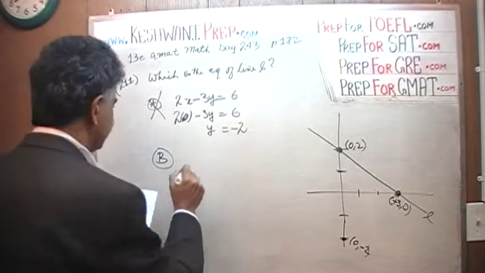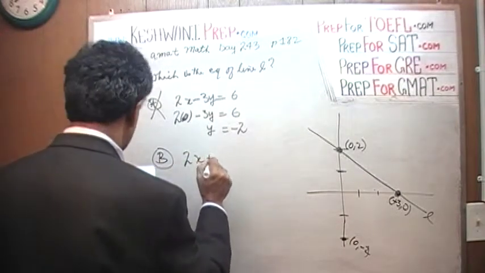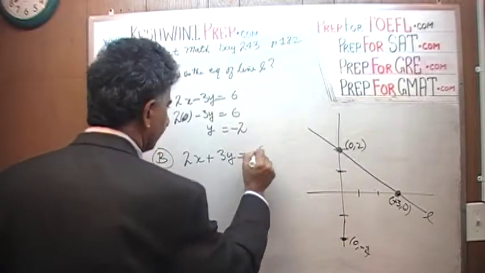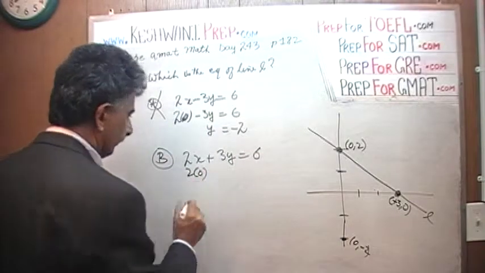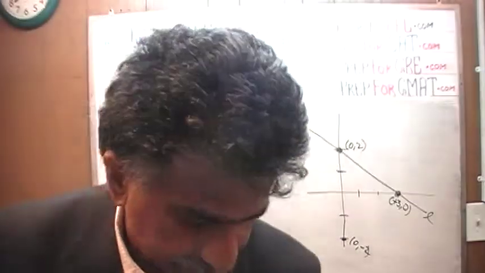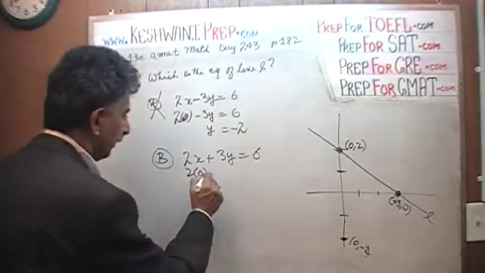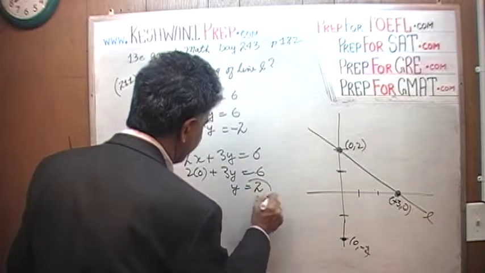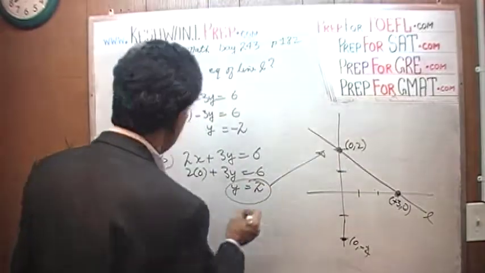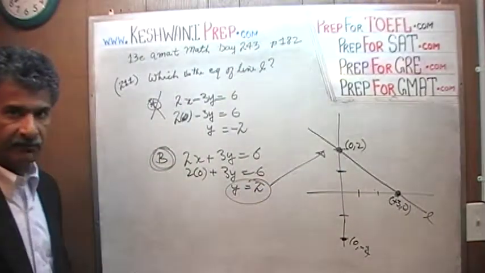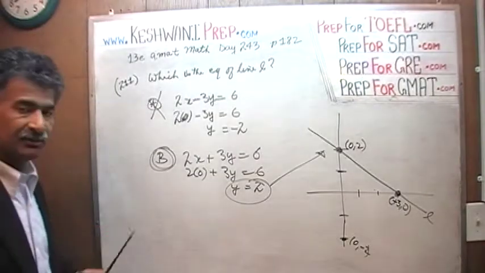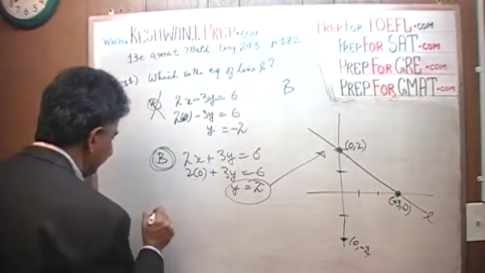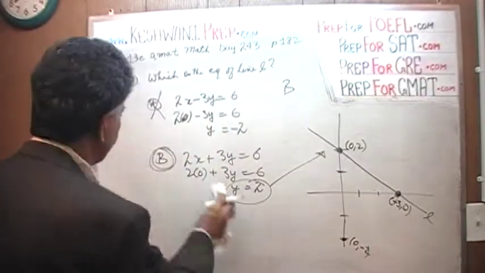Let's look at B. B says 2x plus 3y equals 6. Again, when x is equal to 0, we plug in x is equal to 0 and we get 3y equals 6, which means y is equal to 2. Now that does the job. Y is equal to 2. So that's a possible candidate. That does not necessarily mean that's the right answer. It just means that we cannot rule out B. So let's keep B. Let's go to C.